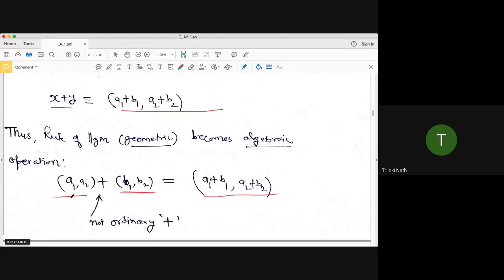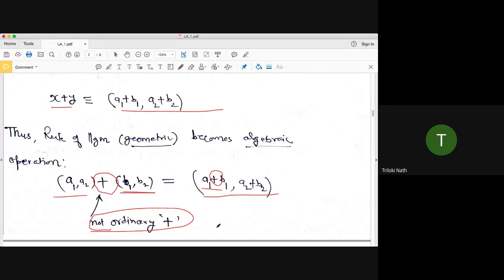That means component-wise addition. The first component is added to the first component, and the second component is added to the second component. So this plus here is not the ordinary one, not the usual addition of real numbers. But the plus between the components is the usual addition of real numbers, and you know how to add two real numbers. 5 plus 3 is 8. Root 2 plus 1 is a real number.